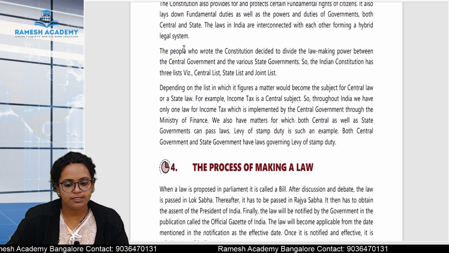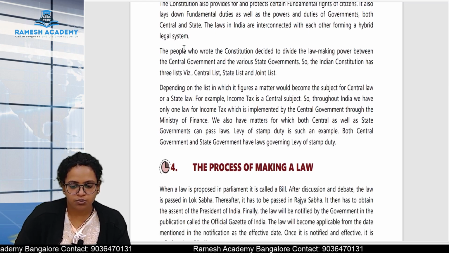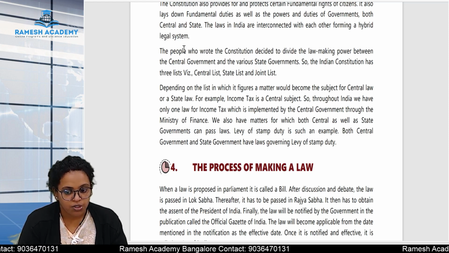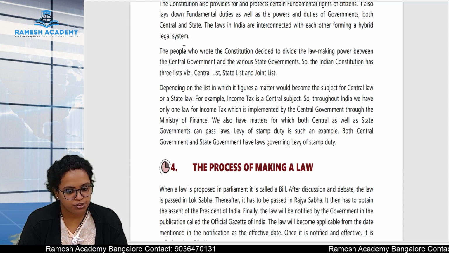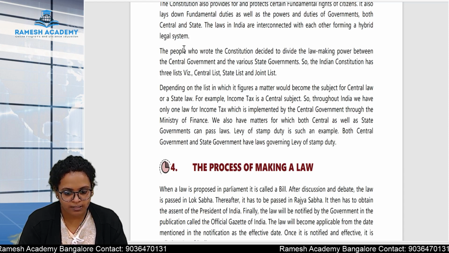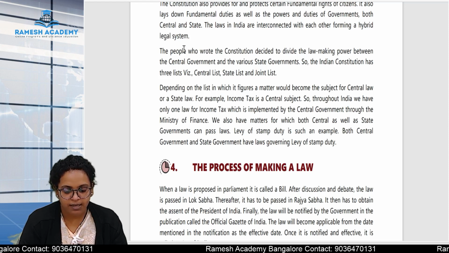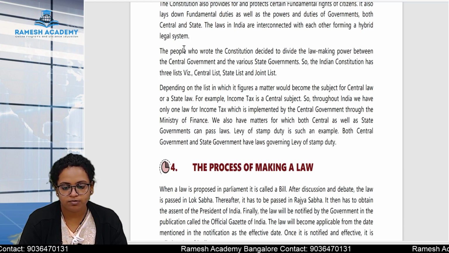Now, depending on the list in which it figures, matters would become the subject for the central law or the state law. For example, income tax is a central subject. So throughout India, we have only one law for income tax, which is implemented by the central government through the Ministry of Finance. We also have matters for which both central as well as state governments can pass laws. Levy of stamp duty is such an example. Both central government and state government have laws governing levy of stamp duty.